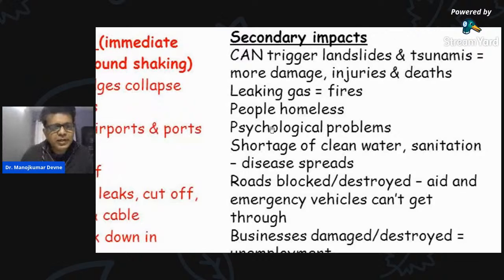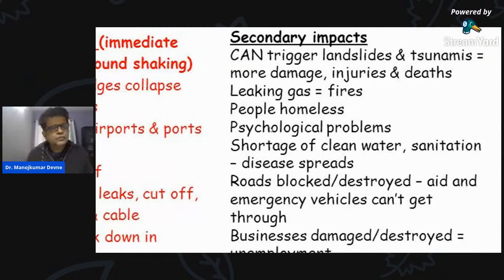Leakages of gases was an immediate impact. This leakage of gas would lead to fires. Secondary impact: first impact, houses will collapse. Because of these houses collapsing, people go homeless. That's the secondary impact. Because I am homeless, I don't know where I'm going to reside in the evening. I could have psychological problems, because as far as network is concerned, you can at least restore some amount of it. But if a building collapses, to restore that building is going to take some time. So that whole time, people could have psychological problems.